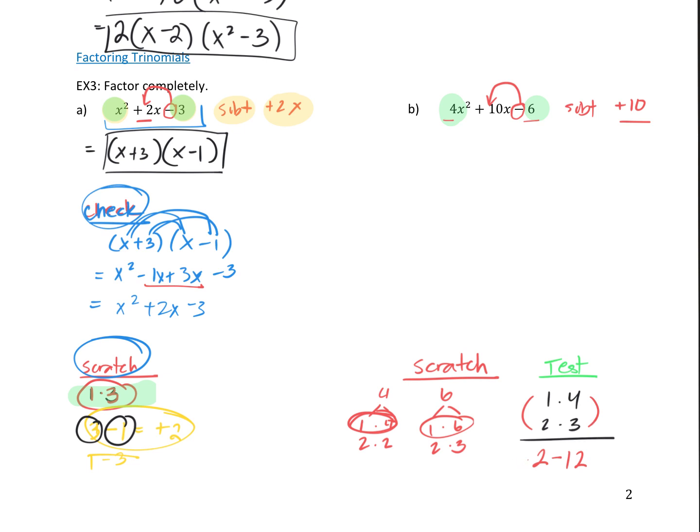If we did a positive 12 and a negative 2, would we get a positive 10? We would. Okay, so negative 2, positive 12, that would give me a positive 10. Okay, we have found the pairs to factor with.